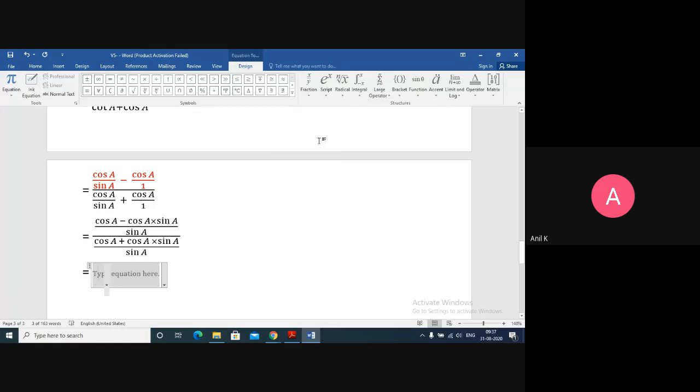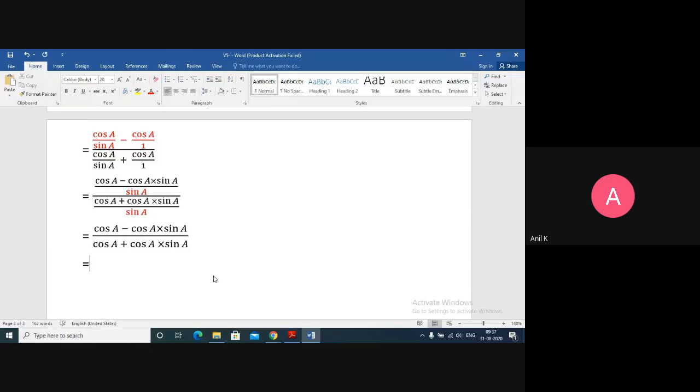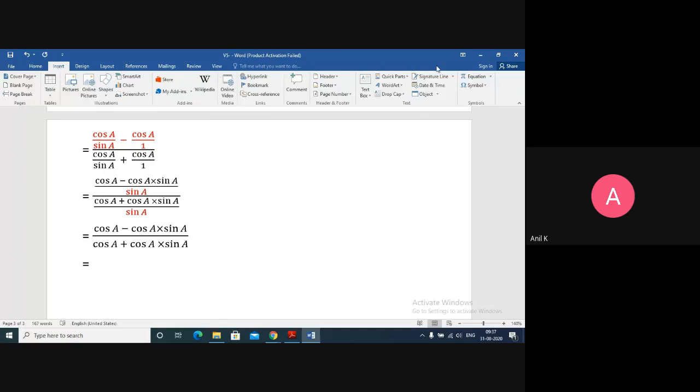Right? So what happens here is this denominator sin A, let me highlight with a color. This denominator and the denominator of this one, both are sin A. So both will get cancelled, sin A and sin A. Numerator what you have is cos A minus cos A into sin A. That is what I left out. The denominator is cos A plus cos A into sin A. This is what it is. You may use that reciprocal option also. Your reciprocal also will take the same.